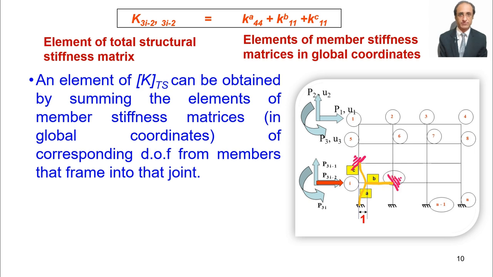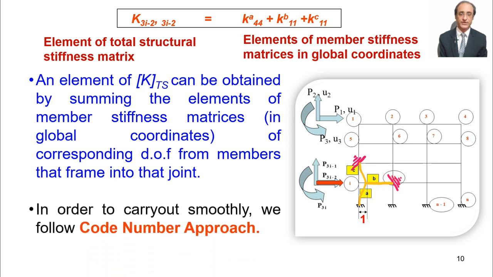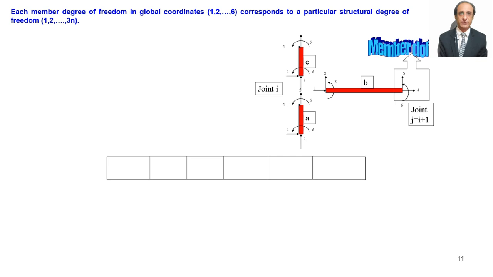Because by making use of this, we don't have to physically see which members are contributing. So the program can do it itself by the code number approach. So we call this approach the code number approach. We follow this method, and we'll explain it further. Each member degree of freedom corresponds to a particular structure degree of freedom. So essentially only those elements may contribute to the total structure stiffness matrix, and no other contribution is there.